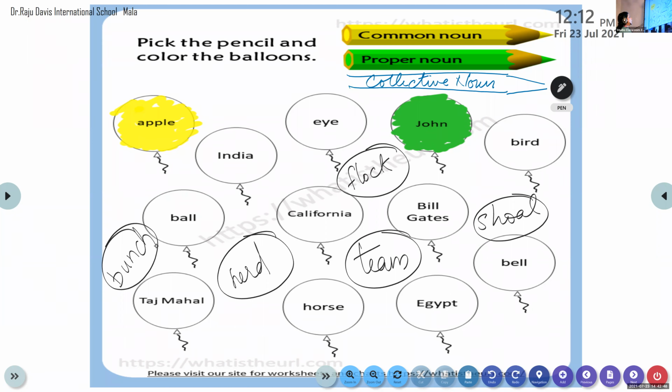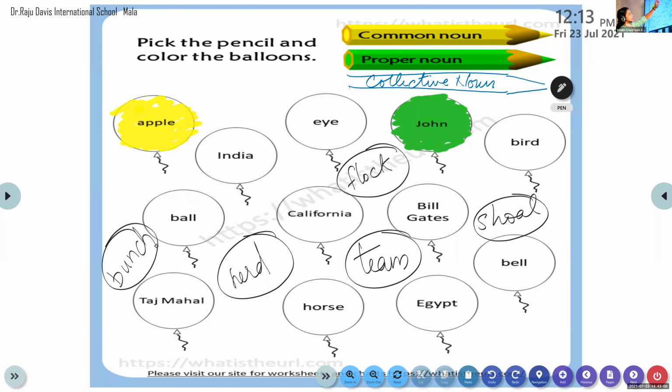Now what we are supposed to do is, we have to pick out a circle and identify whether it is a common noun or a proper noun or a collective noun. So two examples are given for you. Apple, we know it's a common noun. All fruits and all vegetables are considered common nouns. So it is colored in yellow. John is a special name given to a particular person. So it's a proper noun and it is colored in green.